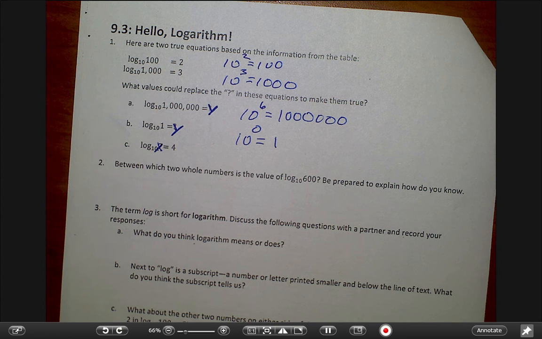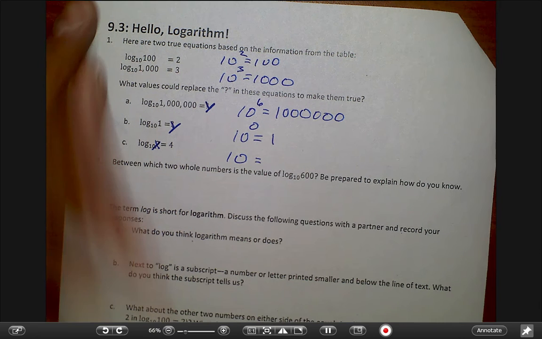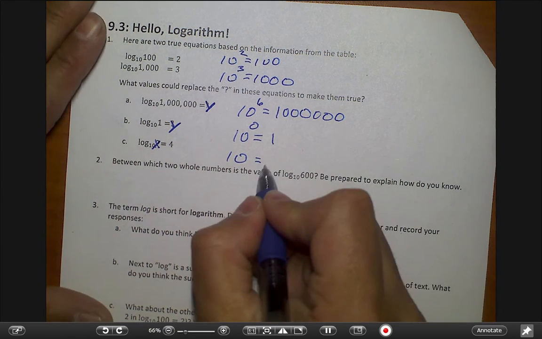Is it 0.6? 0.21? Did you have a hand for C? What do you got? 0.6. 0.21. No. Rewrite it. What's my base? 10. My base is 10, right? And it's supposed to be equal to some value, right? Yeah. So, 4.